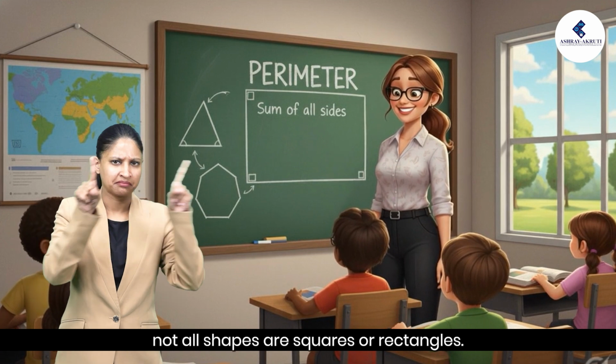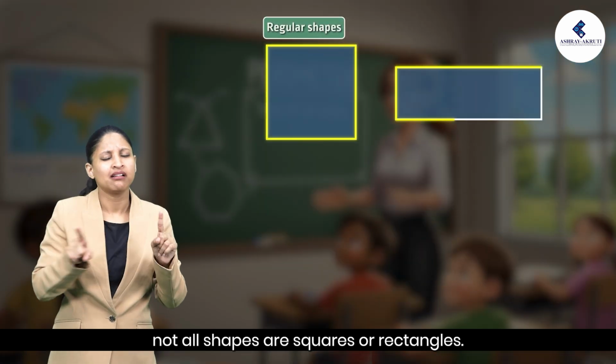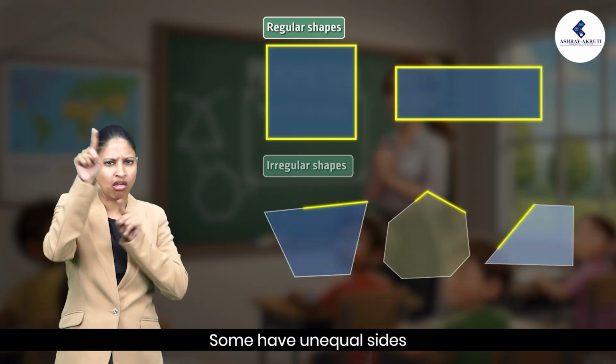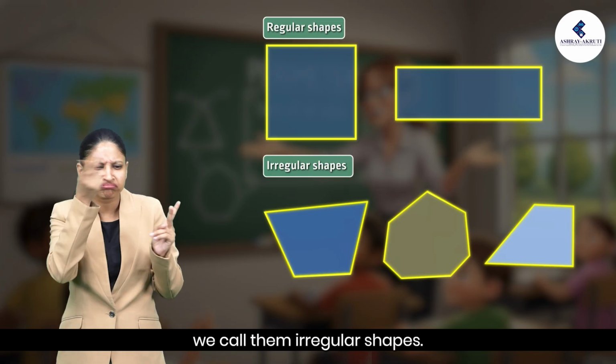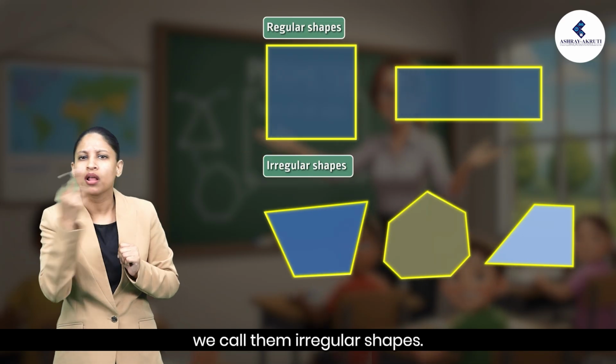Children, not all shapes are squares or rectangles. Some have unequal sides. We call them irregular shapes.